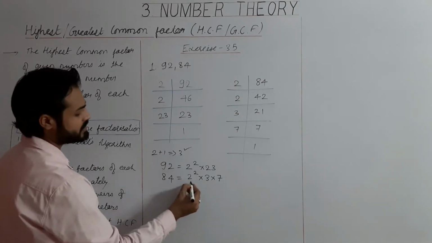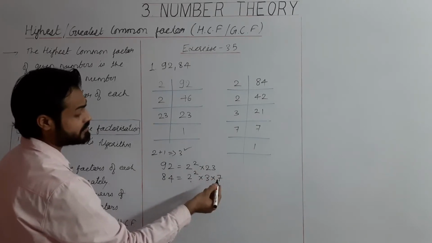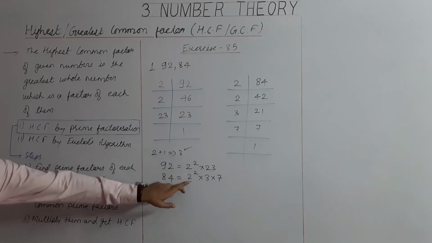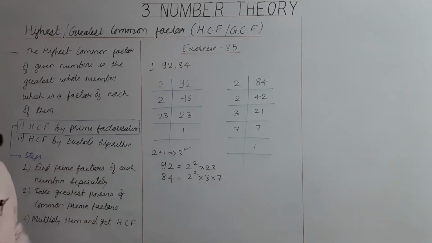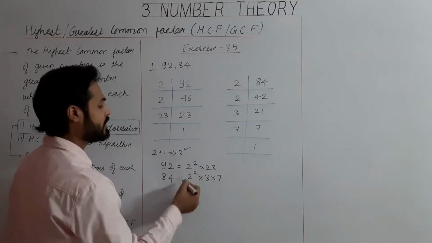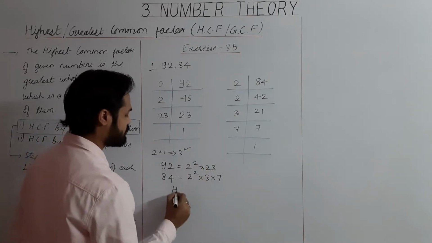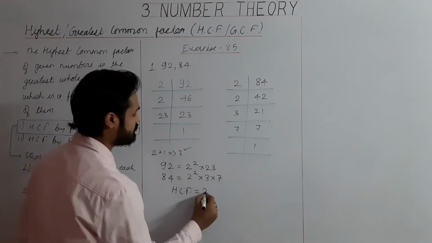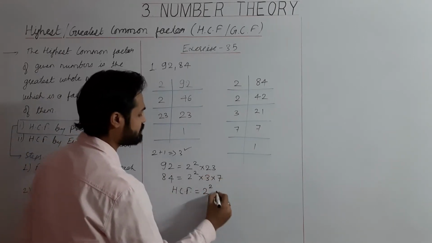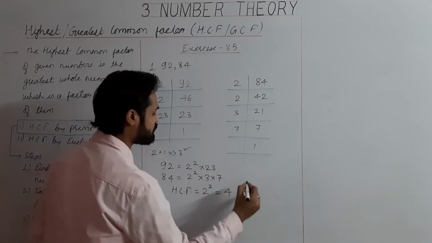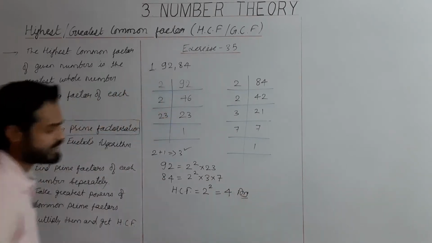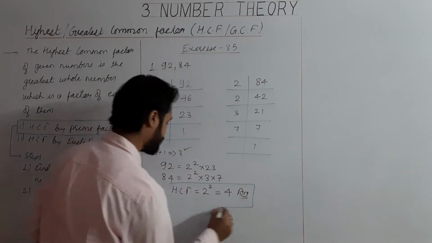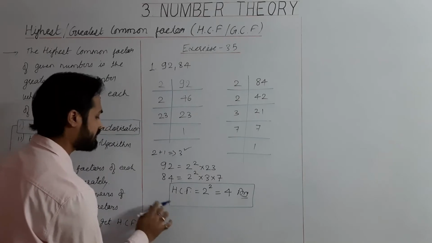Here only 2 is the common factor, so we have to take 2 to the power 2. So the HCF of 92 and 84 is 2 to the power 2, which equals 4. So 4 is the answer. This is the final answer.